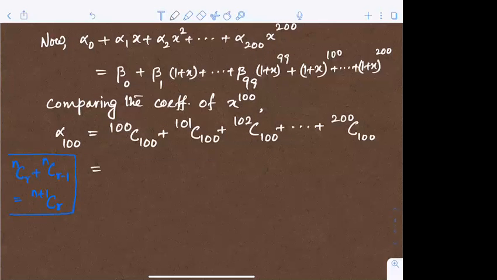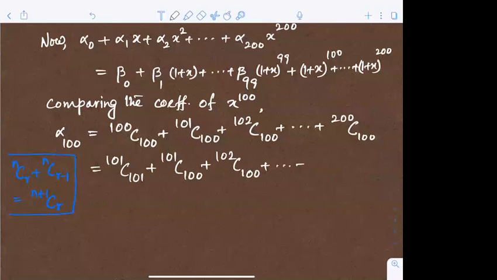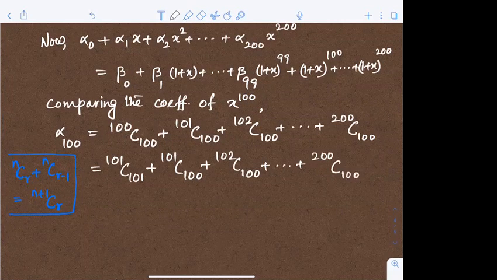So what we do is we write the first term 100C100 as 101C101. Is that okay? Next term is 101C100. Next is 102C100. Okay, all are 100 in the subscript. Like this, we will get 200C100. So what I did, I have just changed the first term.